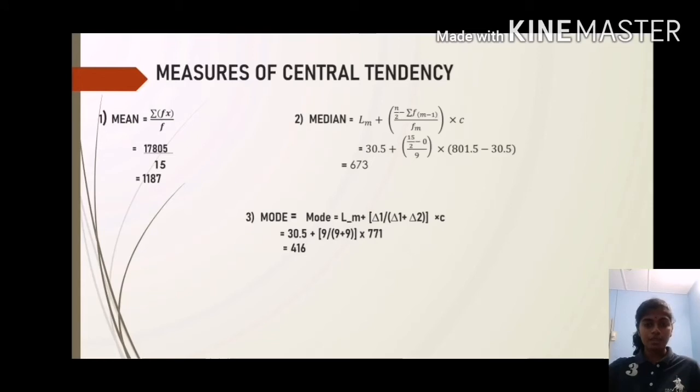The value of mean in this report is 1187. Next is median. Median is the value that lies in the middle of the data when the data set is ordered. The formula is stated on the slide. And the value of median in this report is 673. Next is mode. Mode is defined as the data entry that occurs with the greatest frequency. The formula for mode is as shown on slide. The value of mode in this report is 416.